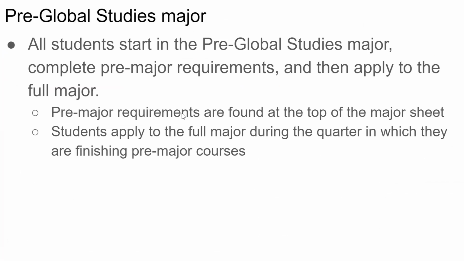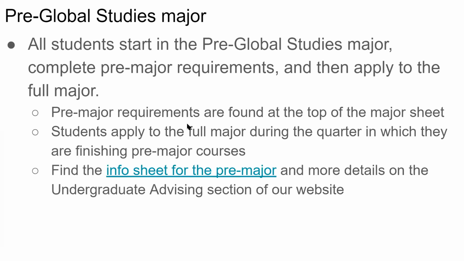And then students apply, just generally thinking about the timing. Students apply to the full major after having completed the pre-major during the quarter in which they're finishing pre-major courses. There is a little bit of a time lag between completing those courses and then the next quarter where you'll be able to actually get into upper division global studies major courses. All of that will be covered in the separate pre-global studies major video information and on our website. So we won't go through that in this video, but it is there for you to access, and you can reach out to us if you do have further questions about it.